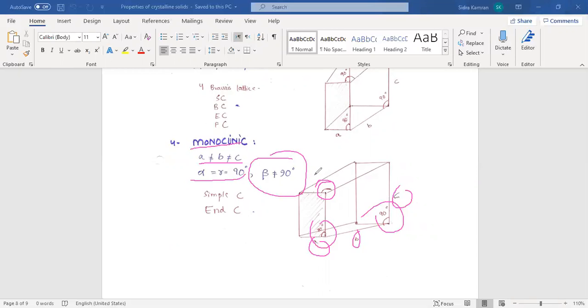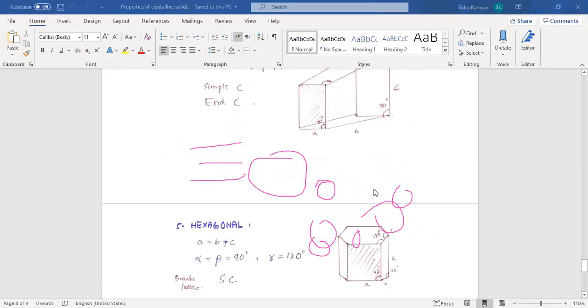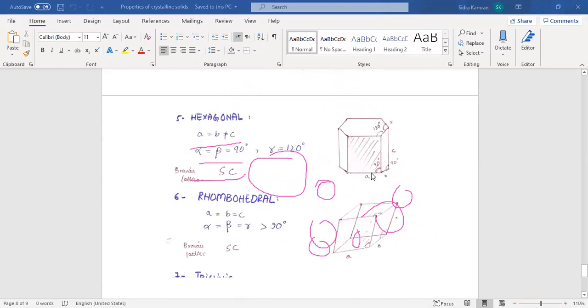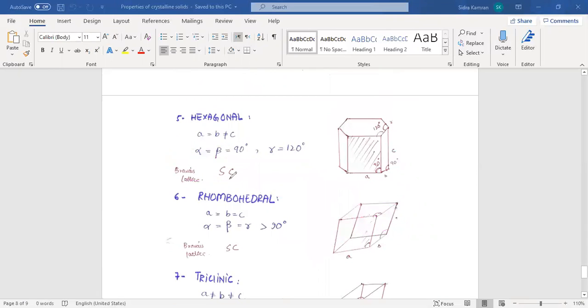Next we have the hexagonal system. The hexagonal crystal system is the fifth one. In the hexagonal crystal system, edge length A is equal to B, but B is not equal to C. A, B, C, these three are edge lengths. Edge length A will be equal to B, but B is not equal to C in the hexagonal crystal system.